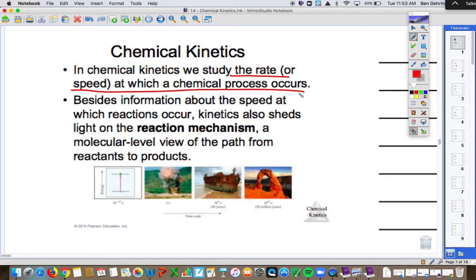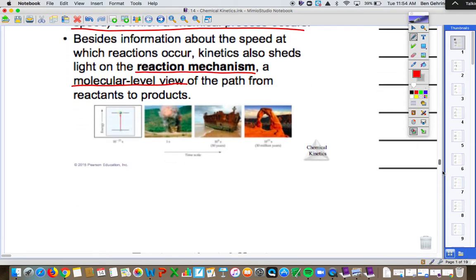Besides information about the speed, we can also talk about the mechanisms, or what happens within that reaction. So a molecular level view of the path from reactants to products. Sometimes we have these intermediates that take place, so we can look at those with this molecular level view. But this is where we're going to get started. So let's get rolling.